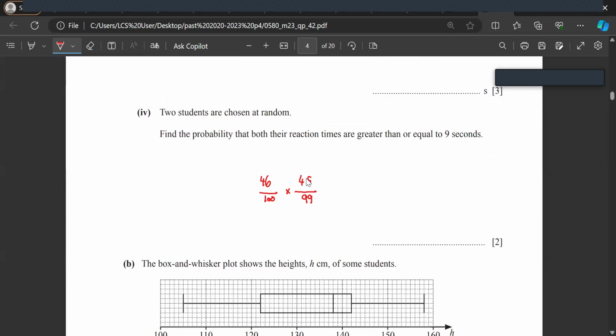No. No. Why? Because he said both of them. Then I will get the answer.